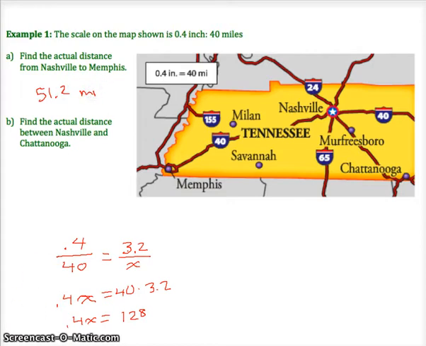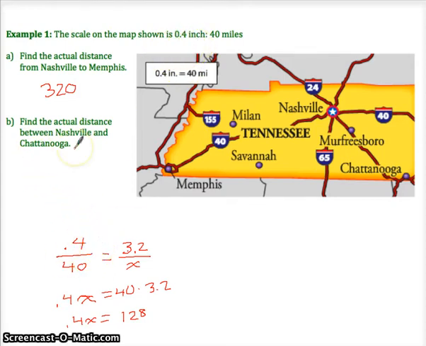That doesn't seem right. Oh, I know what I did wrong. Divide 128 divided by 0.4. Sorry, you're going to get 320 miles. Okay, that looks right. Gosh, we probably could have done that in our head earlier. Why did they say 0.4 inches equals 40 miles? Why didn't they say 0.1 equals 10 miles? Then we would have been able to do that earlier.